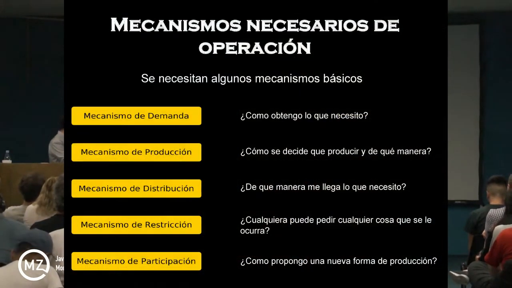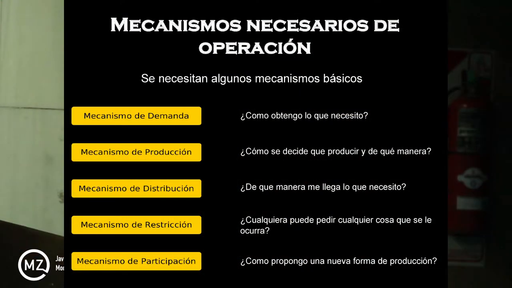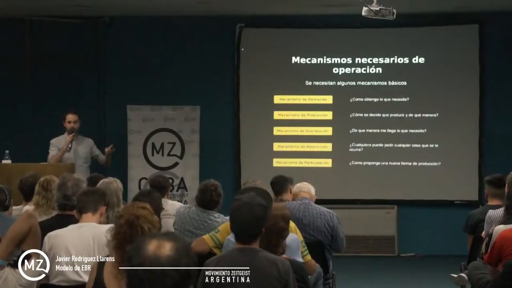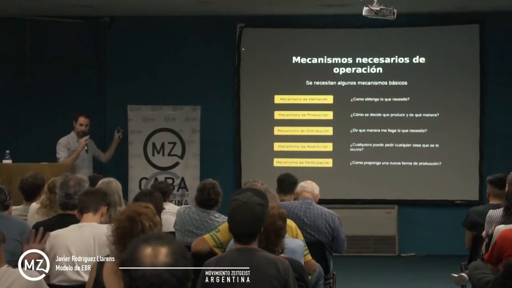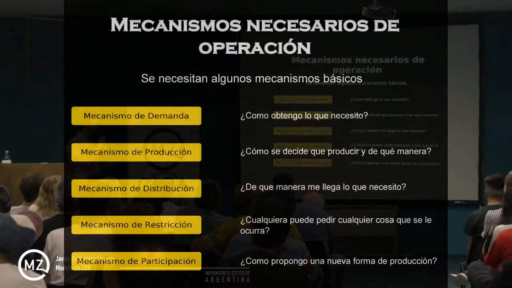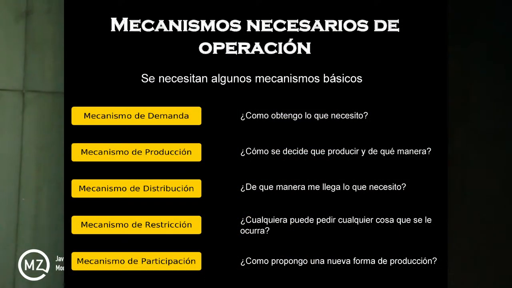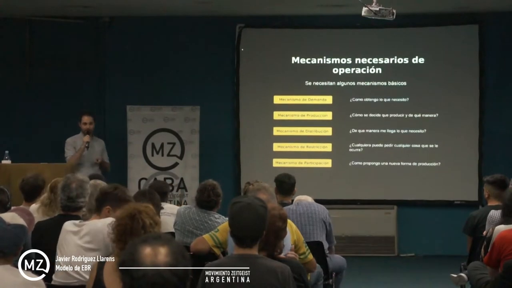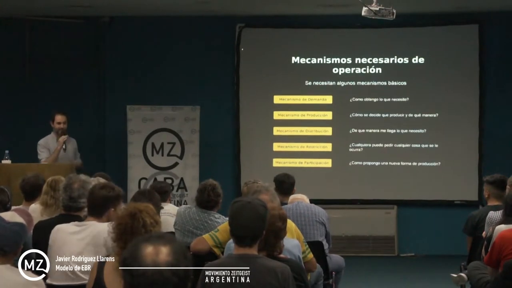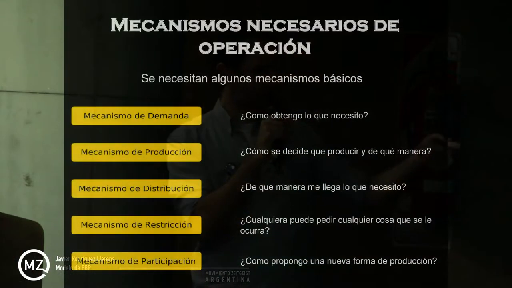More concretely, we need to set some operational mechanisms. Obviously, a mechanism of demand. How can I get what I need? I want a t-shirt, I want food. How can I get it? A mechanism of production: how you decide what to produce and how to produce it. Then a mechanism of distribution: how I get what I need. A mechanism of restriction, since not anyone can order anything. And the mechanism of participation. So there must be some mechanism of restriction and a mechanism of participation.